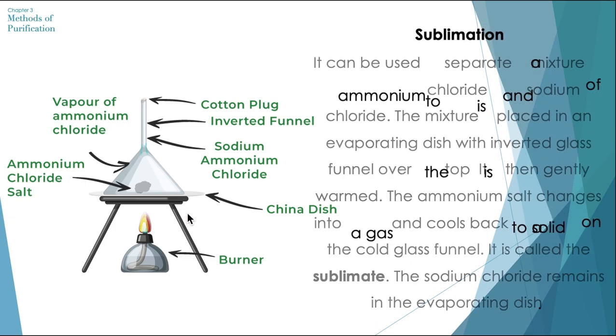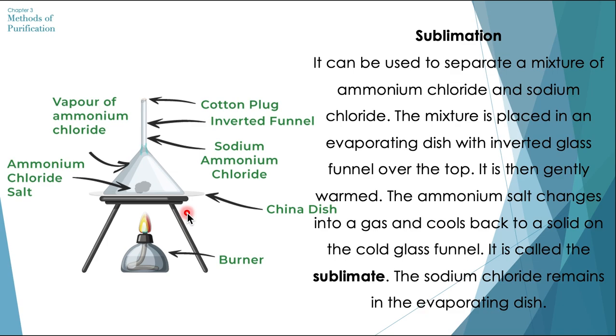Through sublimation, we can separate a mixture of two substances, in which one is a substance which sublimes and the other is not. So, it can be used to separate a mixture of ammonium chloride and sodium chloride. Ammonium chloride sublimes, whereas sodium chloride doesn't. So, the mixture is placed in an evaporating dish with an inverted glass funnel over the top. So here you can see, we have a china dish and we have the inverted funnel over the top.